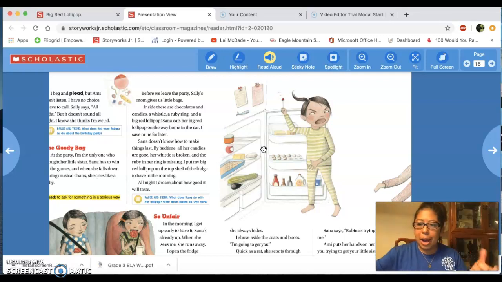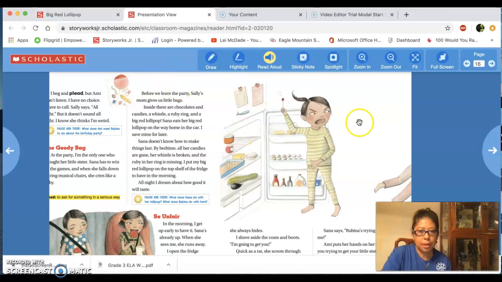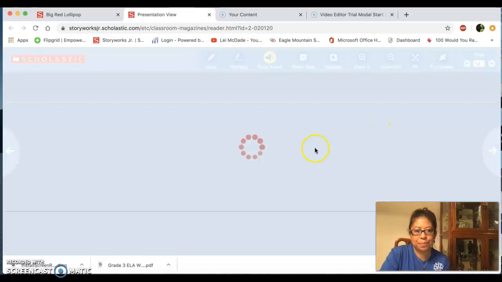Okay, so as we are kind of following the story, I want you to think about the interactions. You're focusing on how Ruby and how Sana are interacting with each other. Okay? Okay, let's go to the next page.